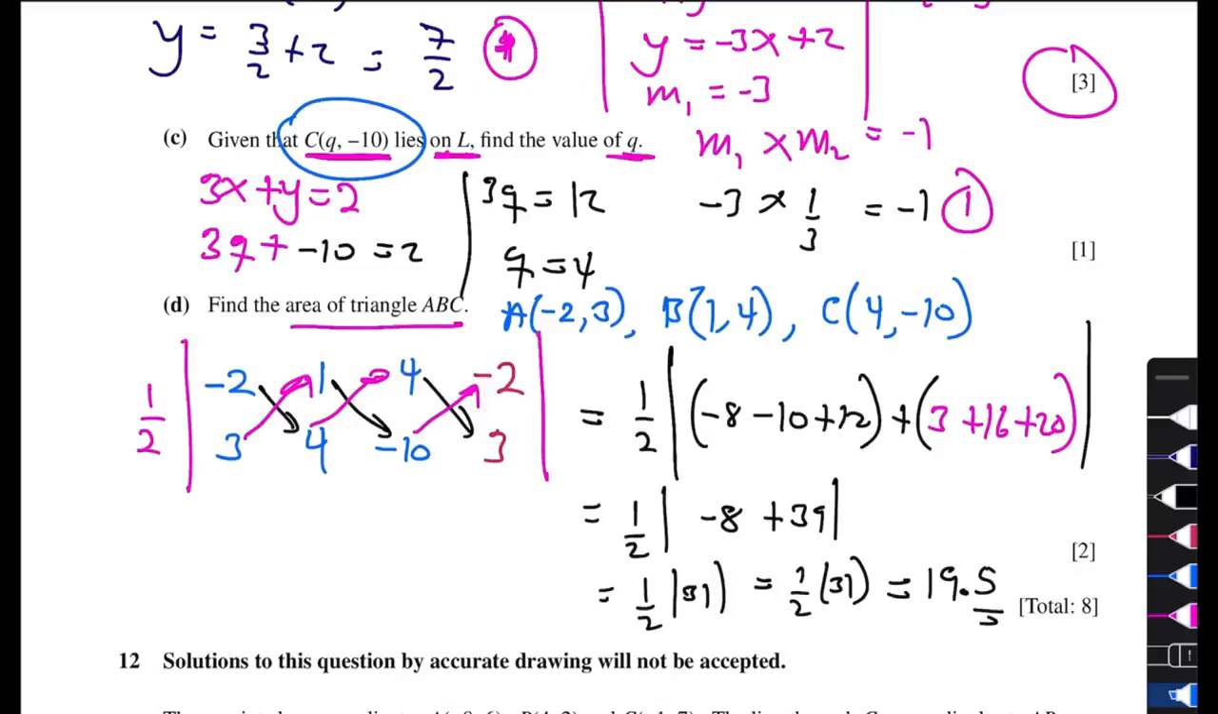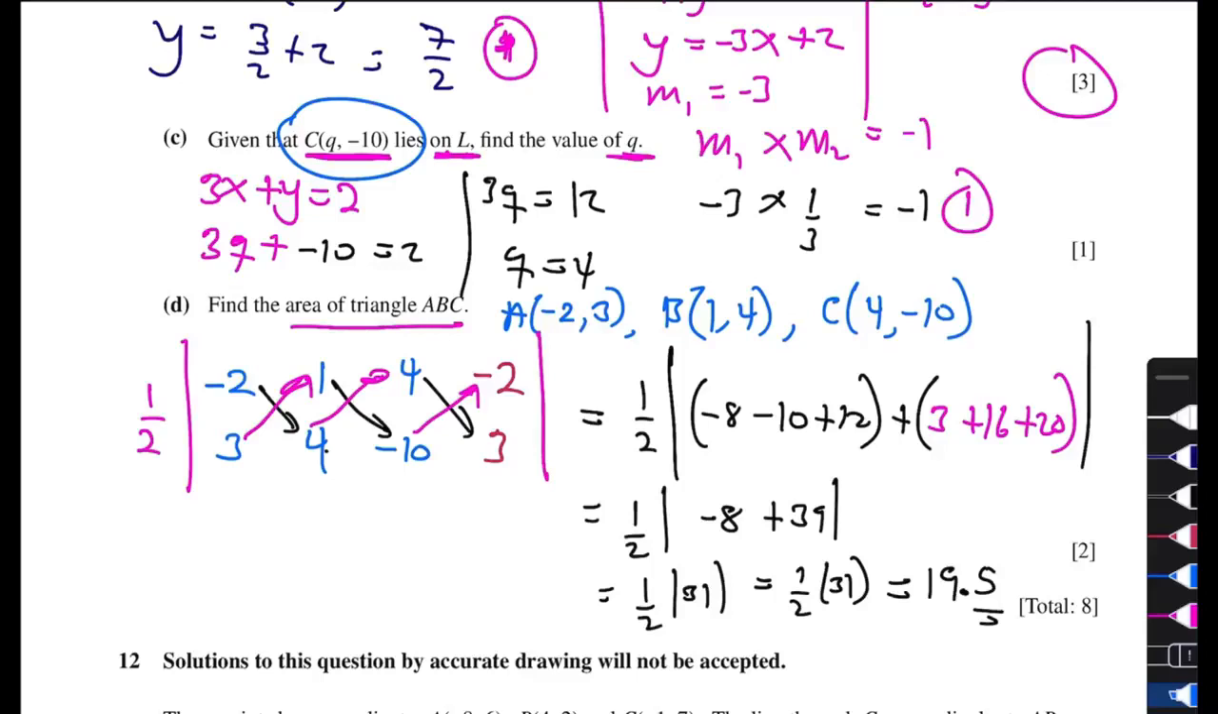Have we made a mistake somewhere? Nope. Okay, so this is 8. This and that is 8. I just feel like we've made a mistake somewhere. This is 10. This is 12. And that gave us our negative 8 minus 10 plus 12.